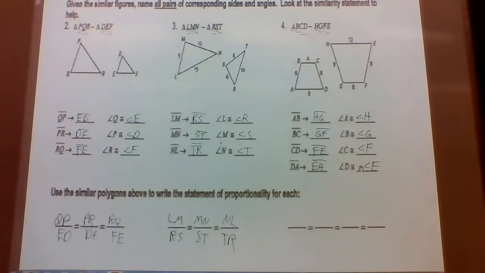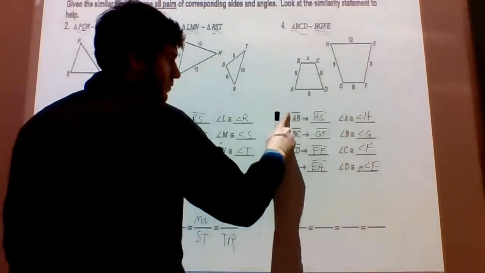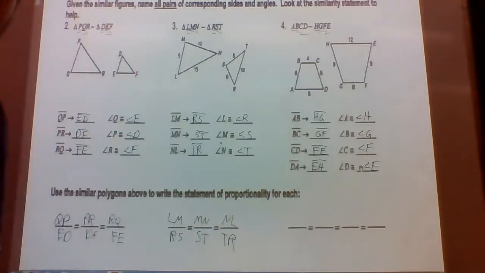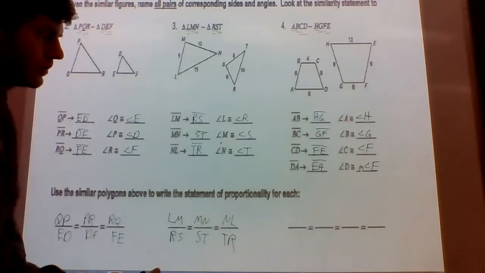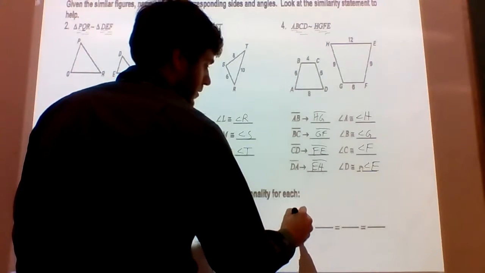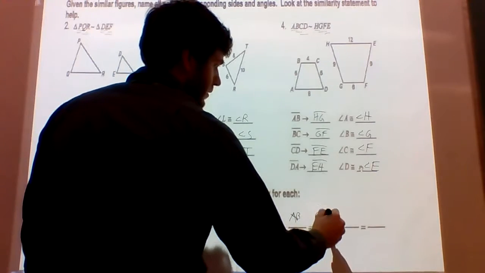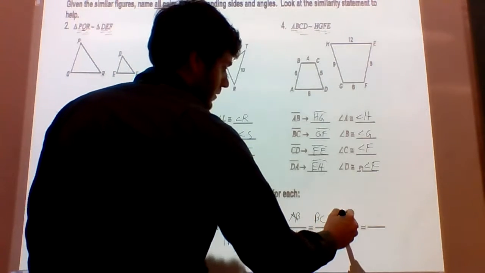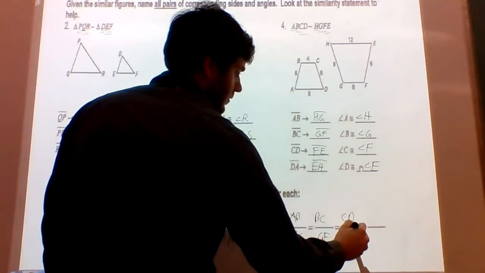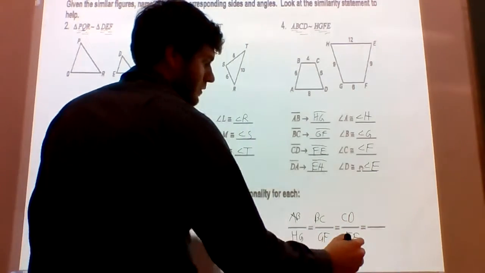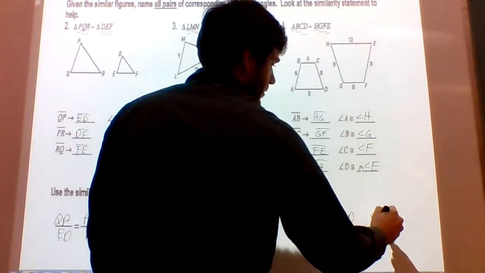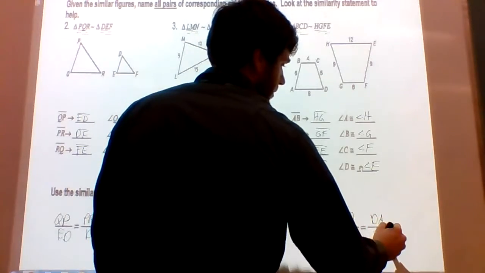And then for our statement of proportionality, we're simply making ratios out of our 4 pairs of corresponding sides. And a proportion is where we have our ratios equaling each other. So AB over HG, BC over GF, CD over FE, and DA over EH.